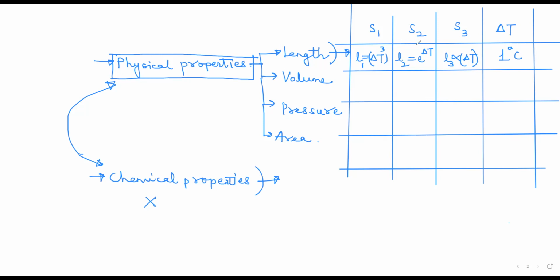S3. All of you, S3. Obviously S3, because L3 is directly proportional to delta T. So we will write the proportionality constant as some constant A into delta T, and this becomes a linear equation. And this scale will be easier to plot. Yes or no, all of you? Yes, sir.